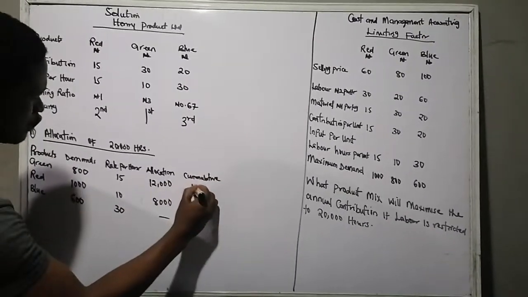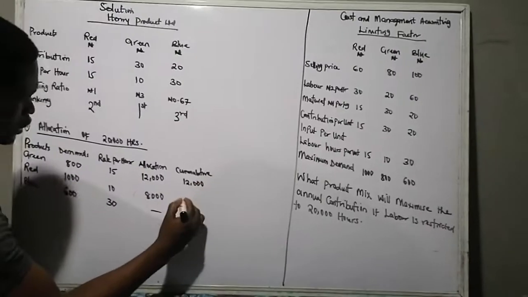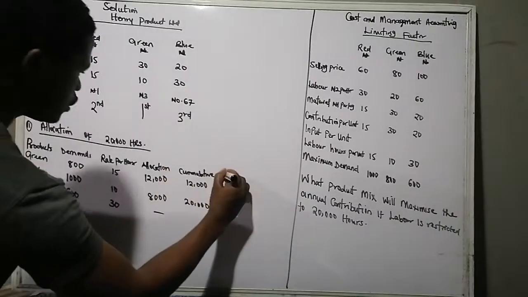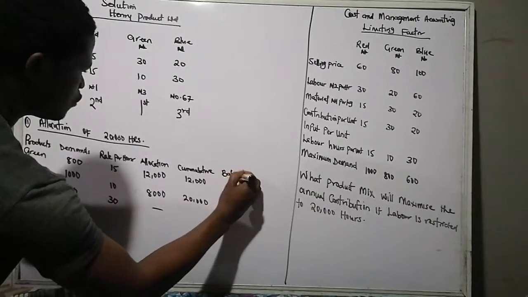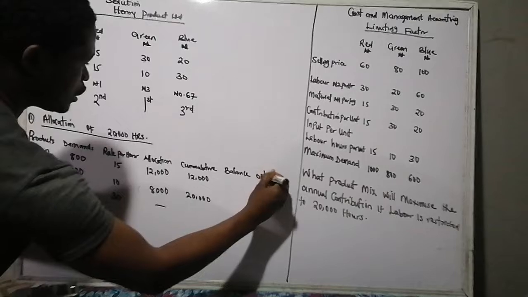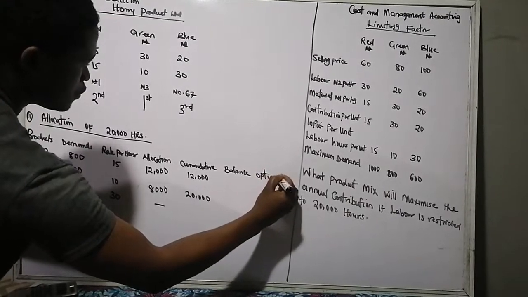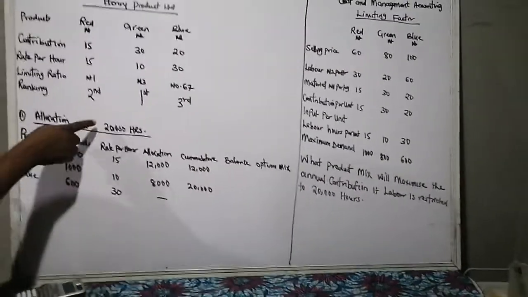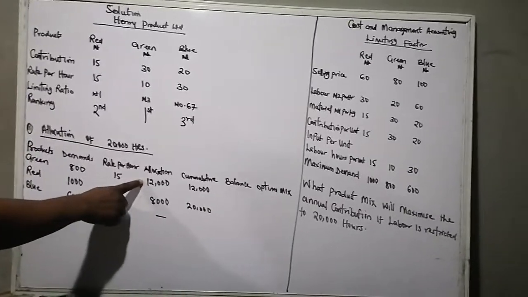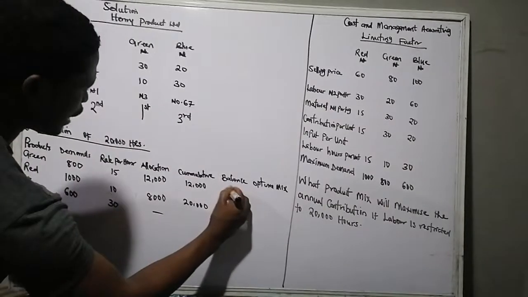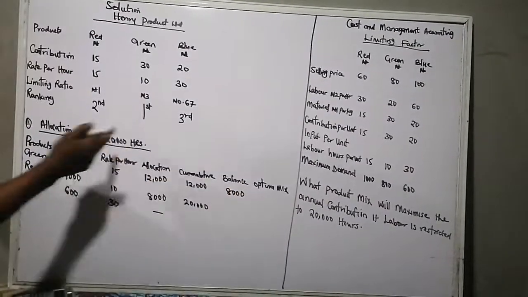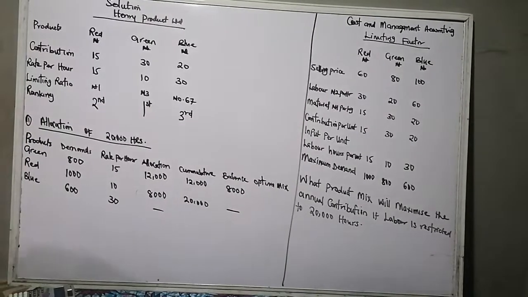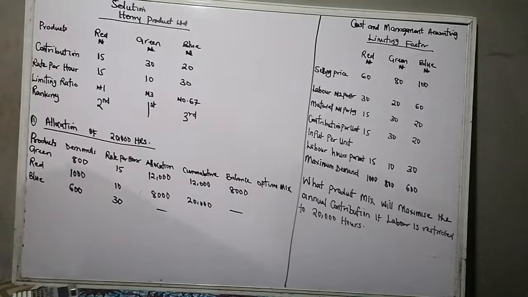Cumulative, the first one, which is 12,000 plus 8,000, this gives me 20,000. Then the last thing I'll put in is my balance and the optimal mix. Now, how do I get my balance? Out of 20,000, I allocated 12,000, so it remains 8,000. So out of 8,000, I allocated 8,000, so here I have dash. Now, my optimal mix, let's look at the optimal mix.